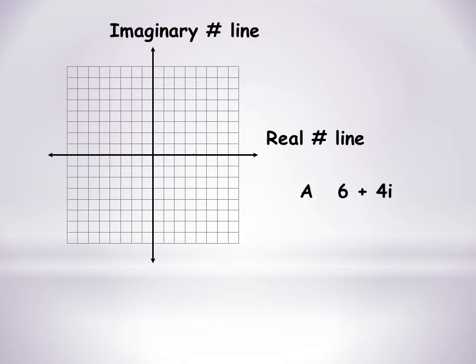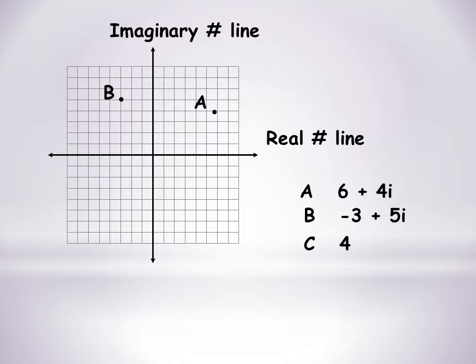If you're going to graph point A, 6 plus 4i, the real part is 6 and the imaginary part is 4i. So on the real number line, you'll go over 6, 1, 2, 3, 4, 5, 6, and then you will go up 4 on the imaginary line. My dot misses just a little bit, but you can see that would be point A. If you're graphing point B, it would be negative 3 on the real number line and 5 up on the imaginary line.